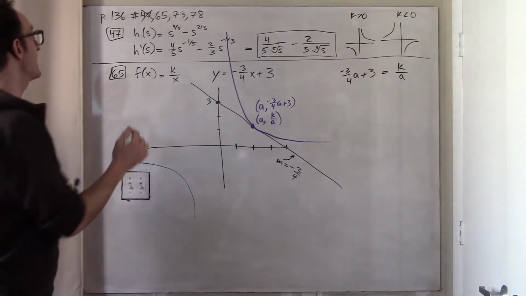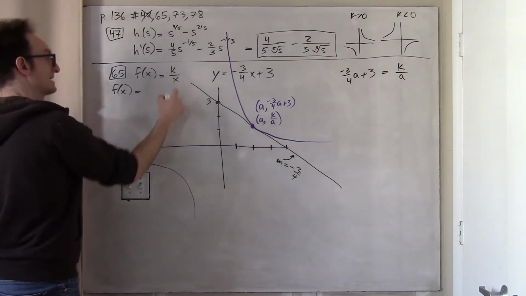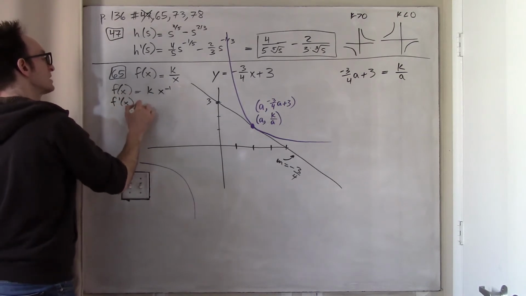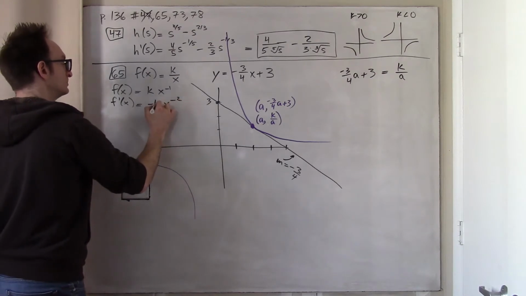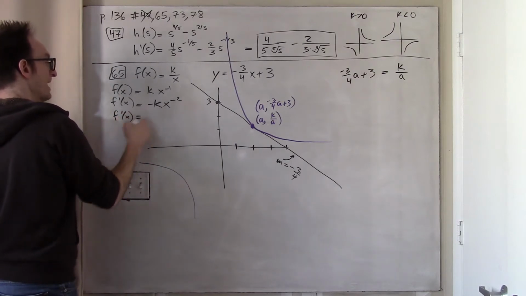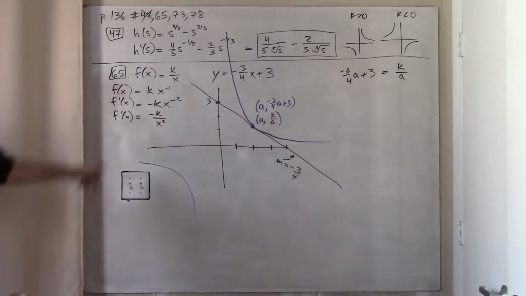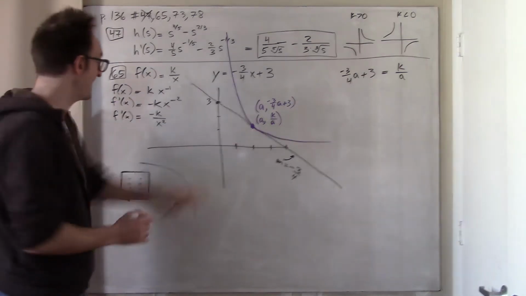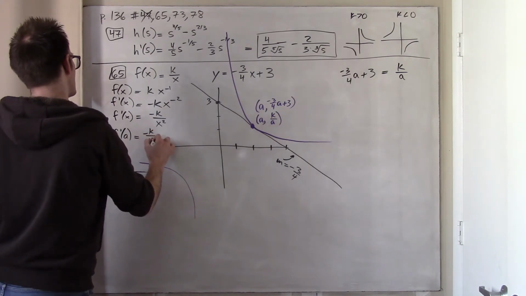And so I take this function, I write it in derivative-friendly form. So k over x is like x to the negative 1, so this is k x to the negative 1. This just makes it easier for me to use the power rule, and when I use the power rule, what do I get? Negative k x to the negative 2. And what is this in an algebra-friendly way? This is just negative k over x squared. And this is the rule in general for the derivative of this function, but what is the derivative at a? Well, the derivative at a is negative k over a squared.